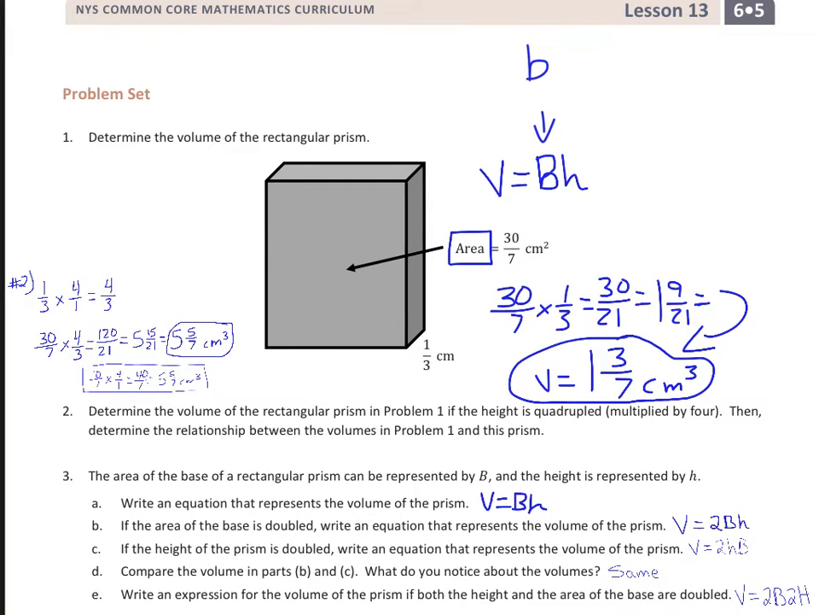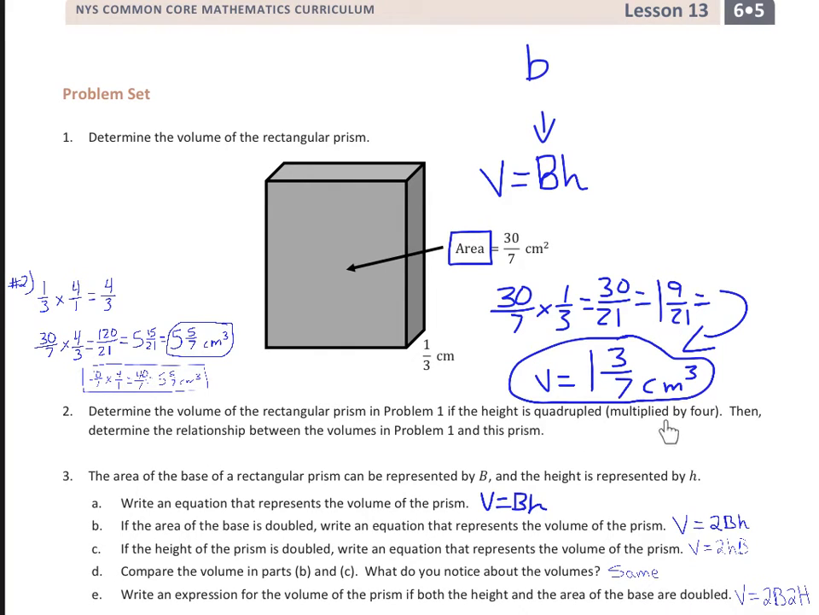Anyway, I'm now going to use that to do the 3/7ths times 1/3, where the 3/7ths is the area of this, which I'm now calling the base. If I were to flip this on its side, this would be the base, and then this is the height. So I did 3/7ths times 1/3, which was 30/21, which is 1 9/21, and that can be reduced to 1 3/7 centimeters cubed.